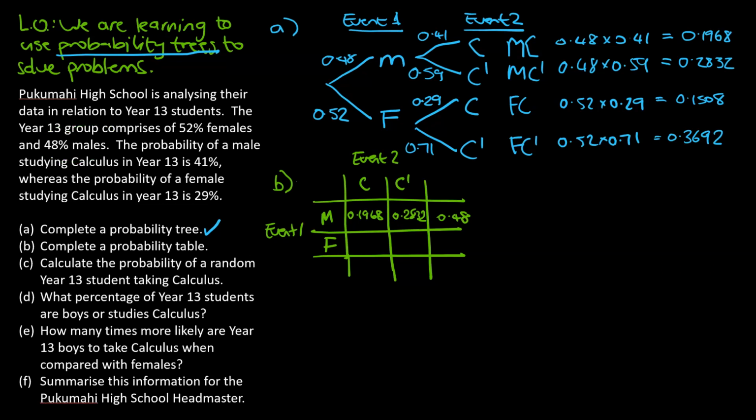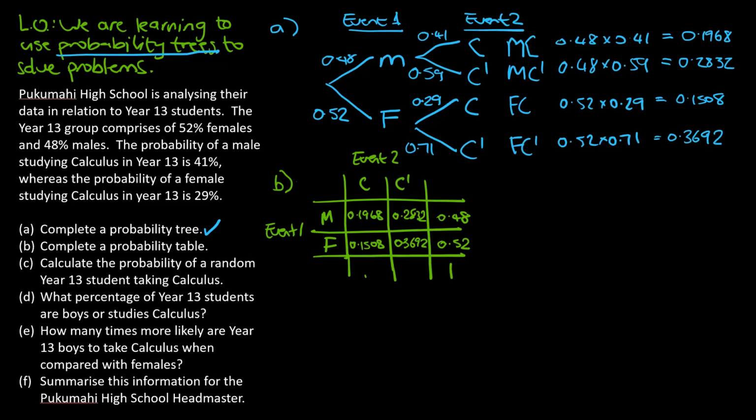We can then do the same for the female data. Females who do calculus, that's 0.1508. And then the females who don't do calculus, 0.3692. And if we add those together, that should get to our female total. So 0.1508 plus 0.3692 gets us to 0.52. And that makes sense given we were told there were 52% females. The totals add up to 1 going down.